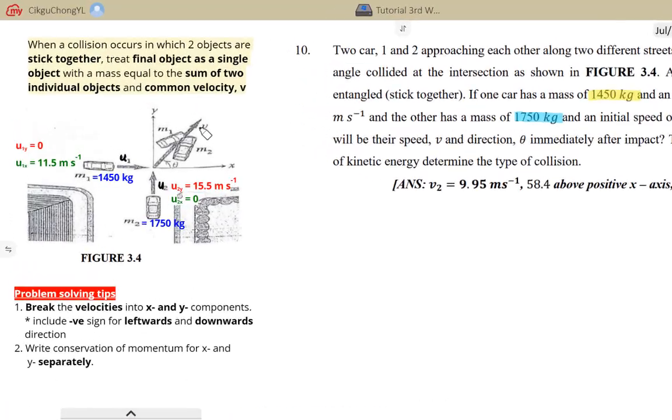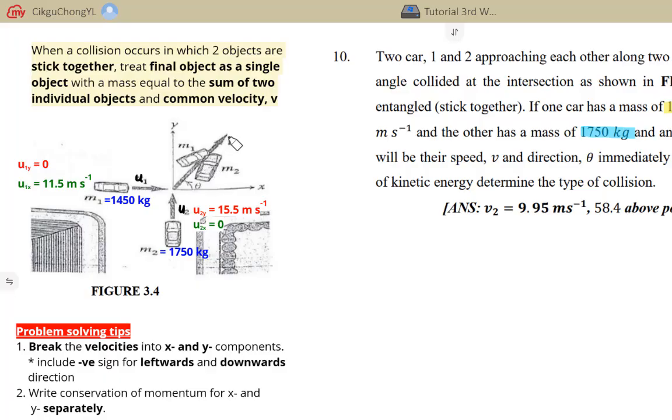For the final velocity of both cars after impact, we can break it into x and y directions. Along the x direction, we have Vx. Along the y direction, we have Vy. Then after we have broken down all the velocities into x and y directions, we can write the conservation of momentum for the x and y directions separately to find the missing common velocity after the impact.